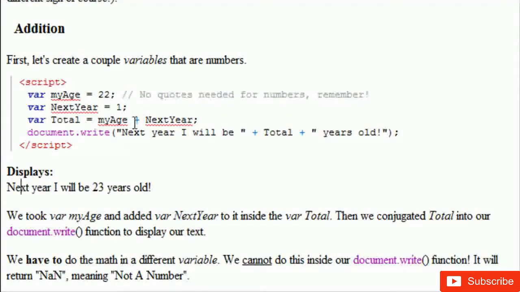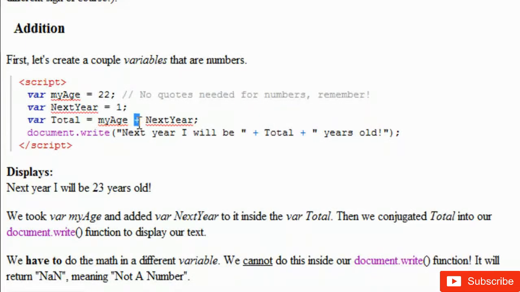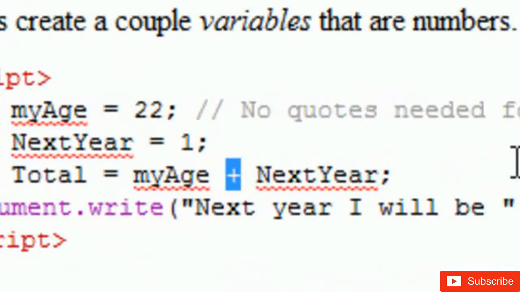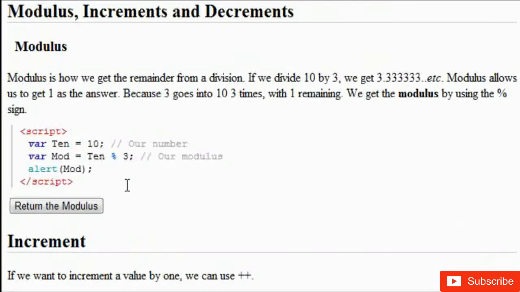Now I told you we're not going to go over subtraction, multiplication, or division. That's because if we want to subtract, we just change it to subtract. Multiply is the asterisk, and division is just a slash. Now let's look at modulus, increments, and decrements.